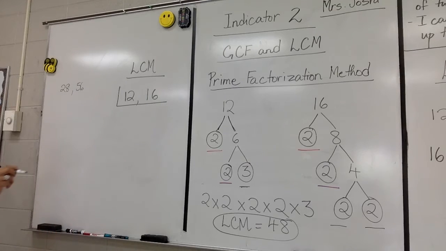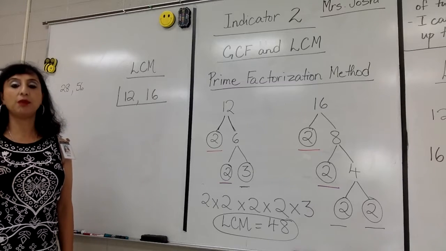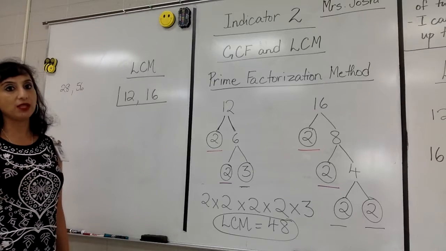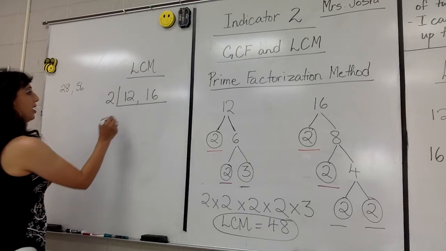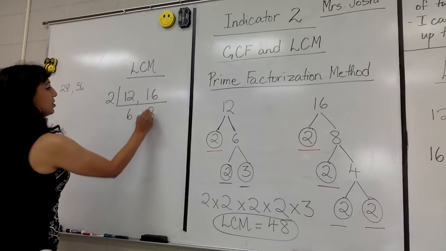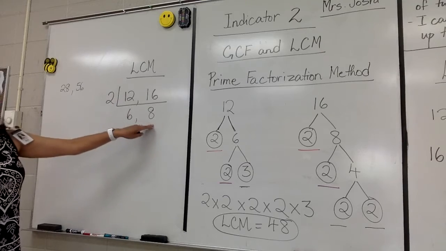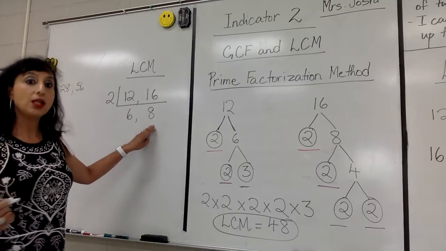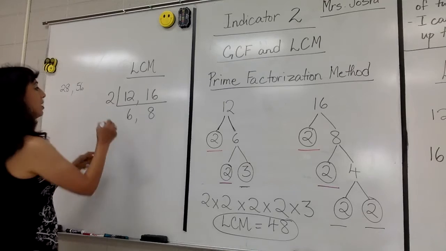Okay? So now once again, these two are both even numbers. So because they are both even numbers, they are both divisible by 2. So I'm going to write 2 over here. And 6 times 2 gives me 12. 8 times 2 gives me 16. So 12 divided by 2 is 6. 16 divided by 2 is 8. Now, basically you're doing the same steps but upside down.